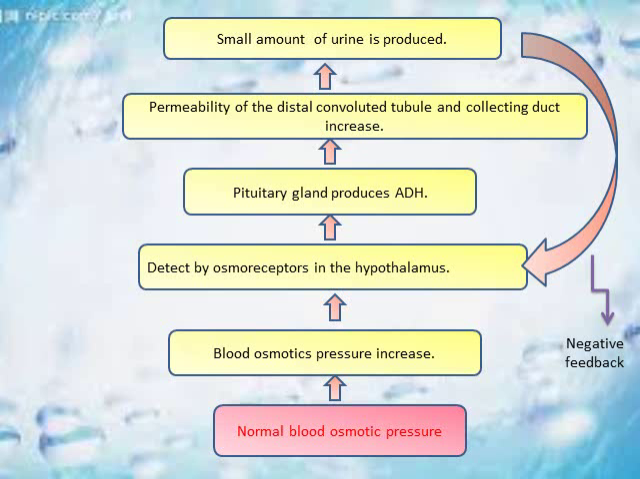When the blood osmotic pressure increases, the change is detected by the osmoreceptors in the hypothalamus. Thus, impulses are generated and sent to the pituitary gland to stimulate the release of ADH. ADH is transported by the bloodstream to reach the target organ, the kidney. ADH increases the permeability of the distal convoluted tubule and collecting duct to water. As a result, a small amount of urine is produced.